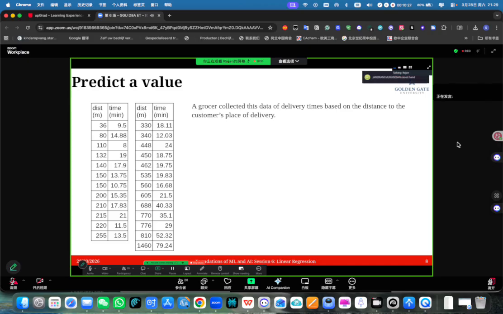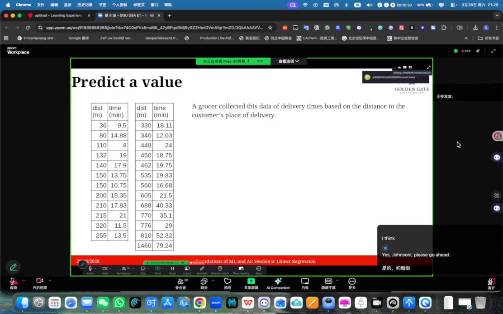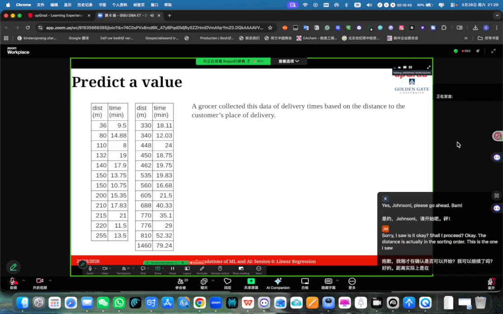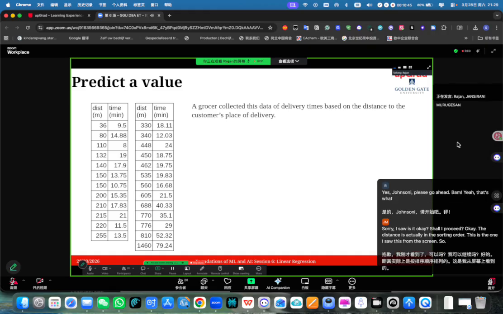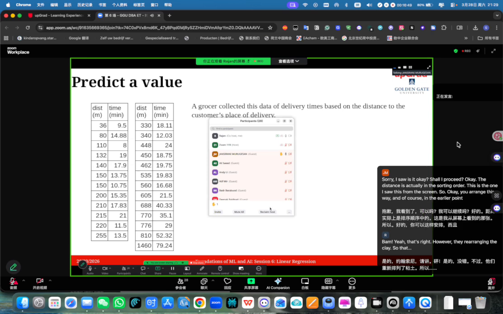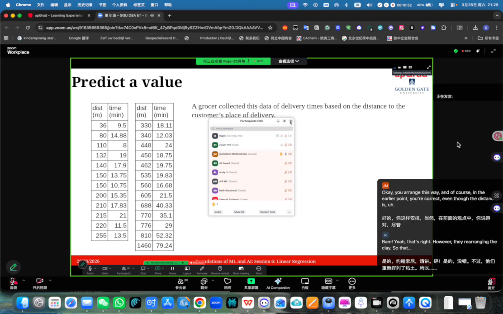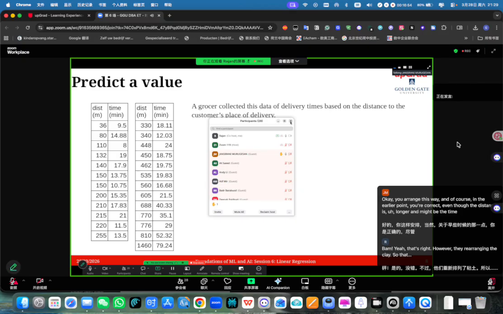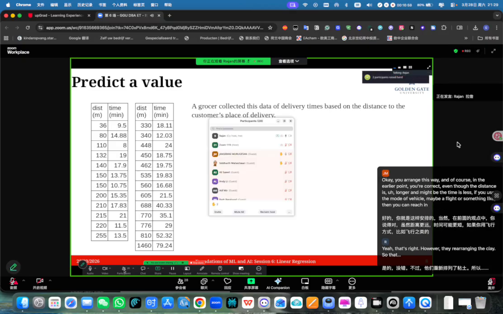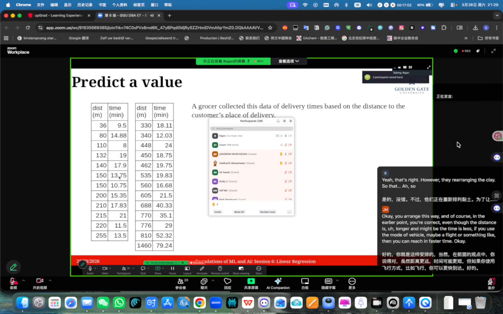Yes, John Sarani, please go ahead. Shall I proceed? Okay. The distance is actually in sorting order. Yeah, that's what I have rearranged it that way. So you arrange it this way. And of course, in the earlier point, you're correct. Even though the distance is longer and the time might be less, if you use a different mode of vehicle, might be a flight or something, then you can reach in faster time. So that answers your question, Muhammad.